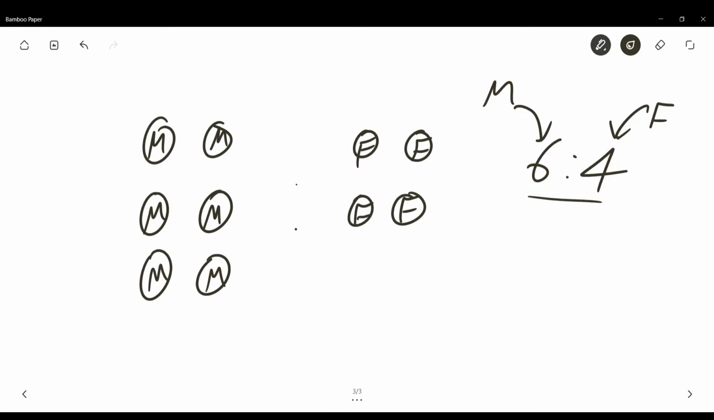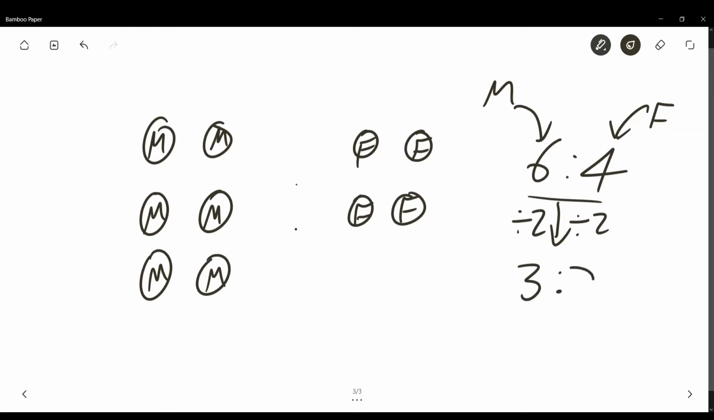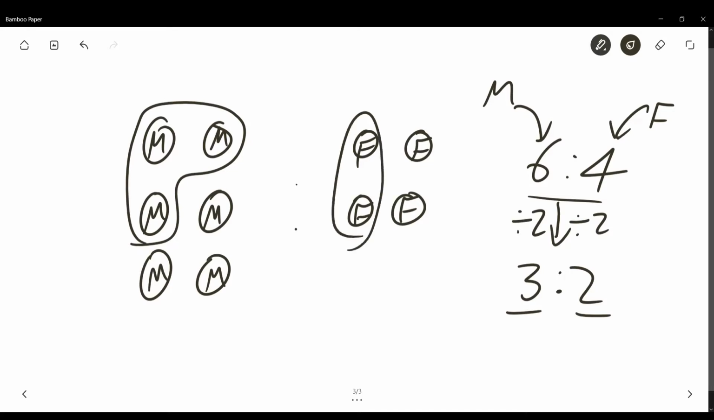If we simplify that exactly like we would a fraction, well, these are both in the 2 times table. If we divide them both by 2, then we're going to get 3 to 2. So for every 3 M's, there are 2 F's. That makes sense, doesn't it? Because look, we've got 2 lots of 3 M's, 2 lots of 2 F's. Okay, so that's fully simplified.